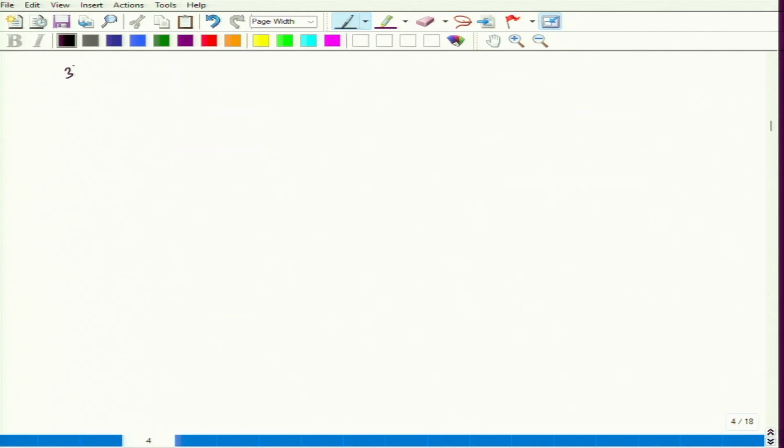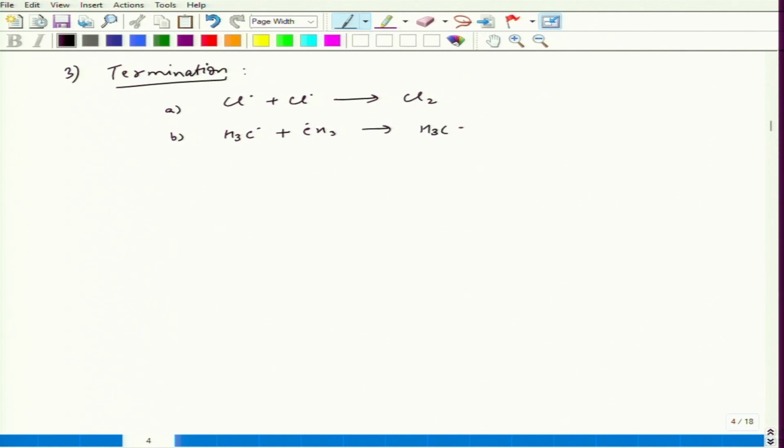Now, the third step involves termination. What happens in the termination step is that two radicals combine to form a molecule. So, for example, Cl radicals can combine to form Cl2. Another possibility: a CH3 radical has been formed, another CH3 radical, and they can combine to form CH3-CH3. What can be the other possibility? There is a CH3 radical, yes. There is a Cl radical, yes. It can form CH3Cl. So, all of these are the side products of the reaction. Okay. So, this is the termination step.